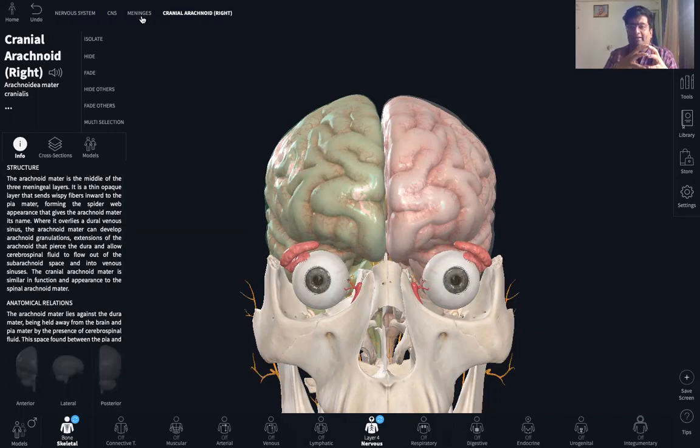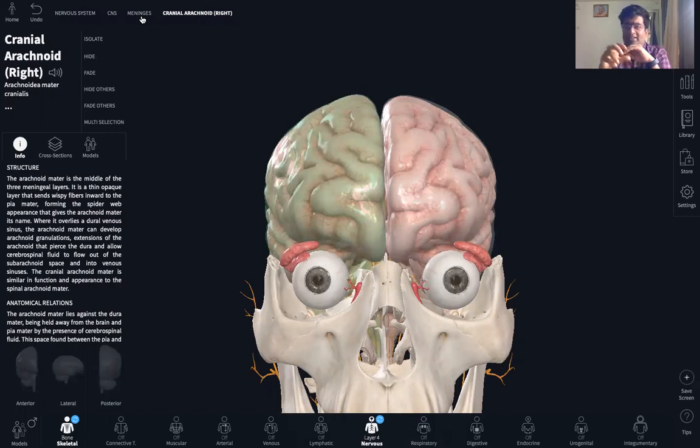The word arachnoid comes from the word arachnid, which means having a web-like appearance. Because of its web-like appearance, and this meninx being a very highly vascularized meninx, it is called the arachnoid matter. And beneath the arachnoid matter is the pia matter.